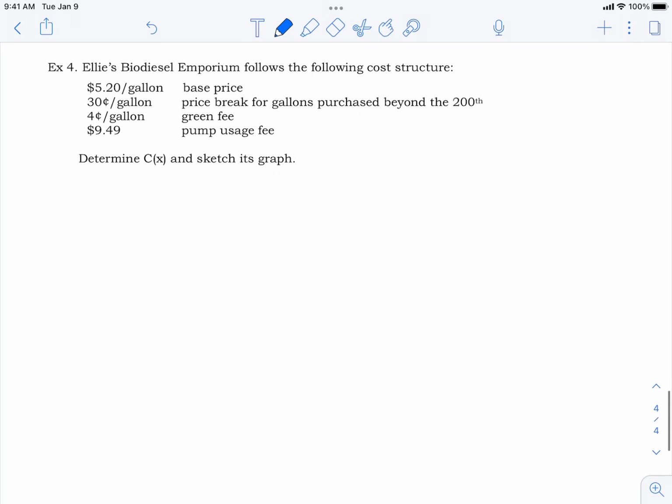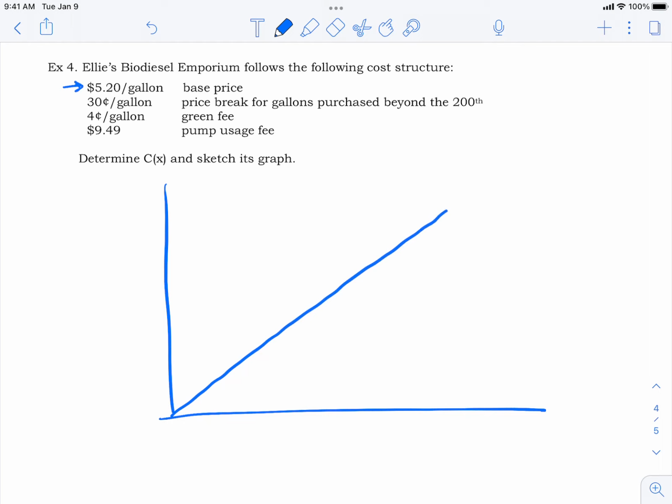This is a perfect example of when I would rather graph first than try to get the formula first, because a graph is like a picture, and a picture is a lot easier to understand than just swinging a lot of words around, I think. So anyway, I'm going to start with what this says. $5.20 a gallon base price. Okay, if that was the only thing going on, then this is what would happen, right? You'd have a slope of, you buy a gallon, you pay $5.20. This is X gallons, this is the cost. Let's see, that takes care of that.